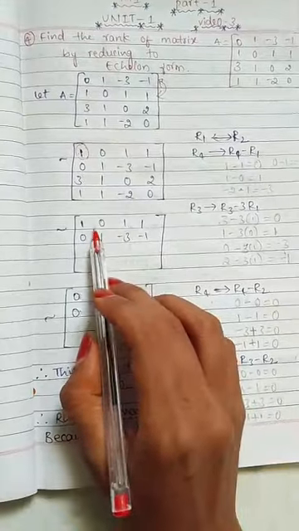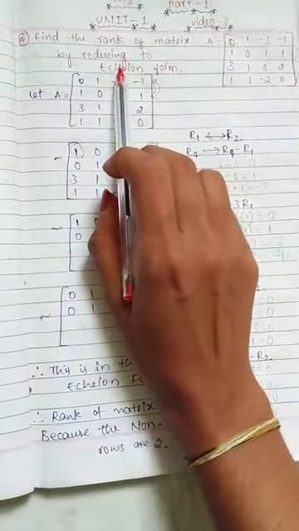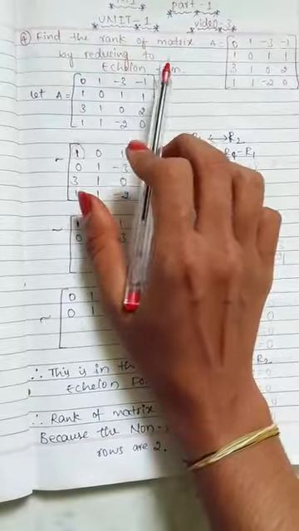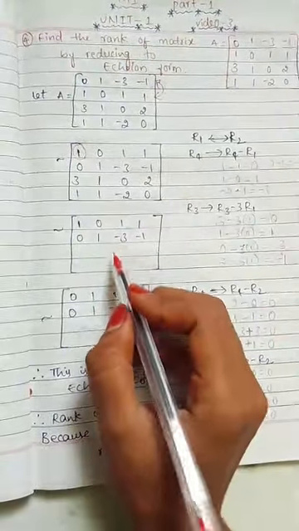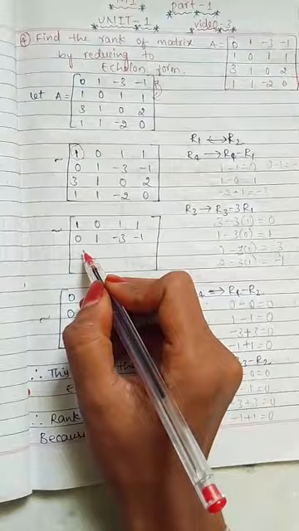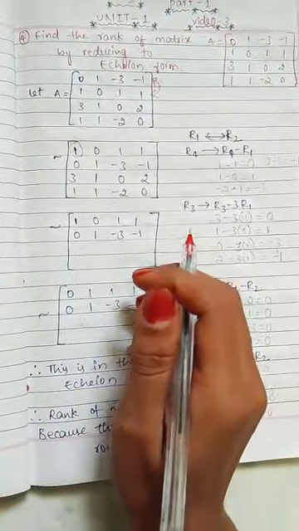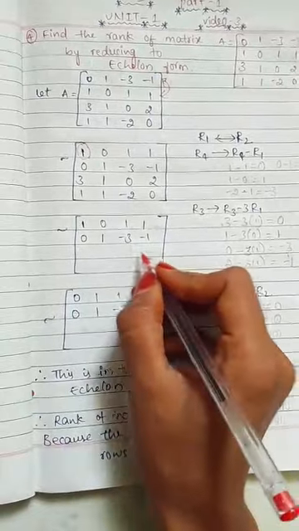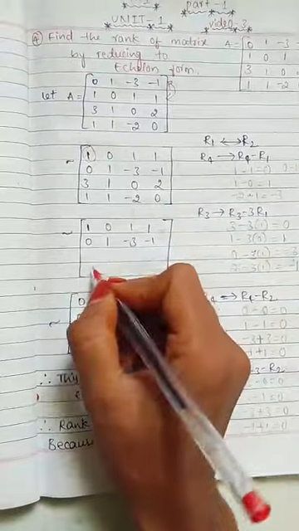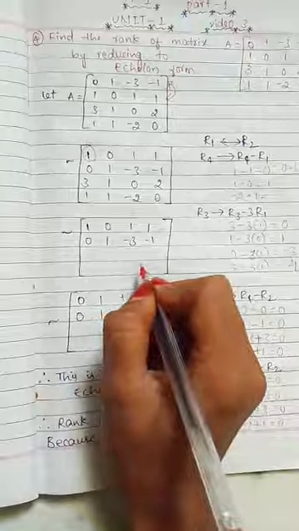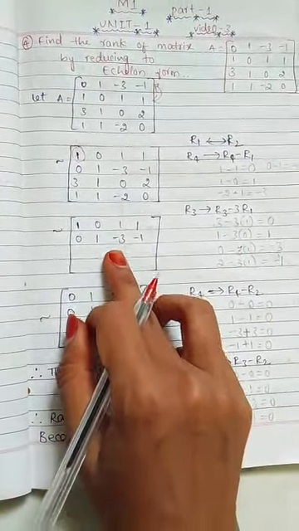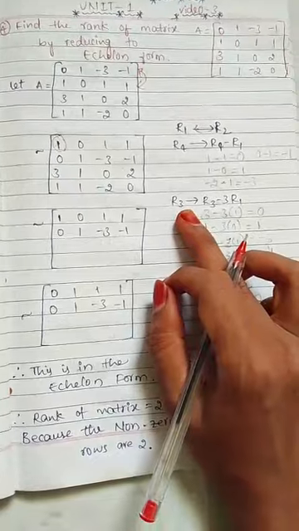The next step is how to find the rank of the matrix by reducing it to echelon form. We have to reduce it, making as many rows as possible zero. How to make it? Just use R3 and R4, try with those two.